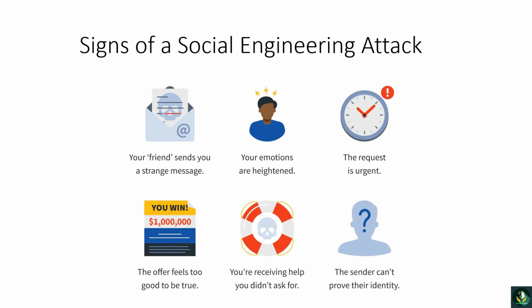The request is urgent. Social engineers don't want you to think twice about their tactic. That's why many social engineering attacks involve some type of urgency, such as a new cybersecurity software you need to download to wipe a virus off your computer.